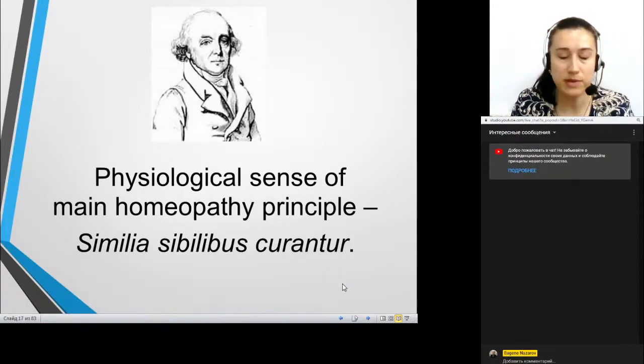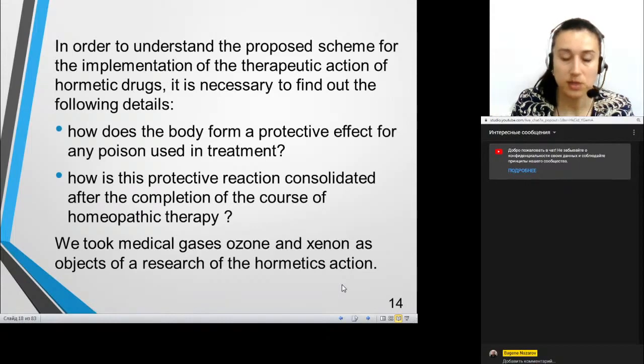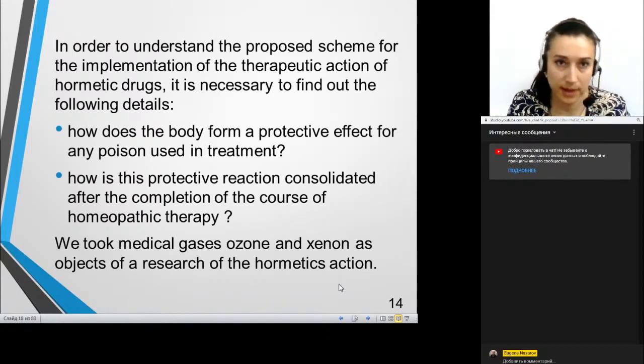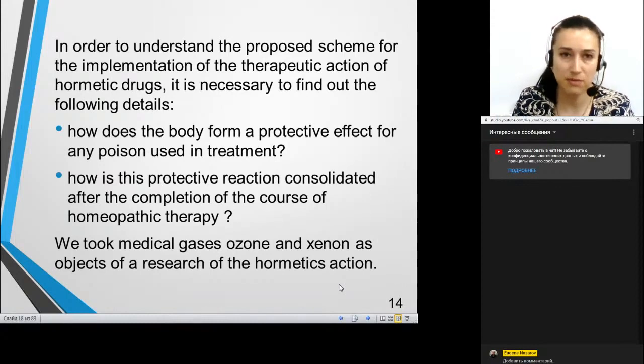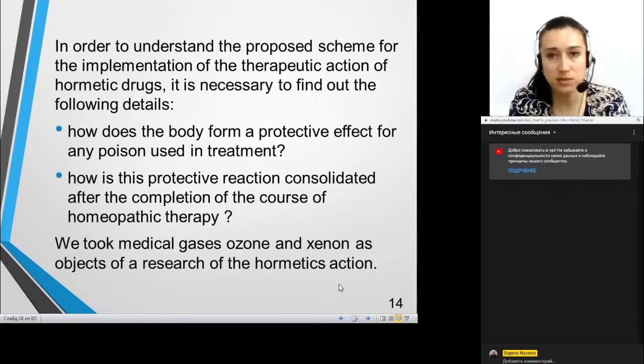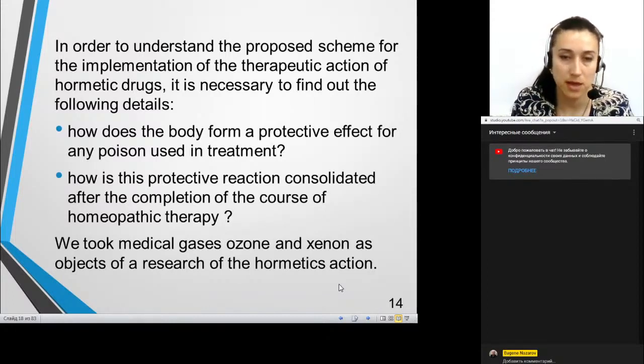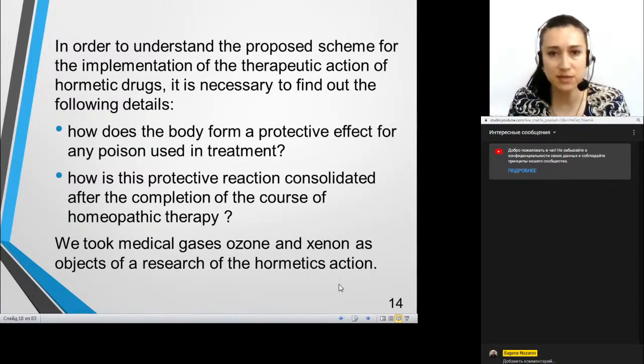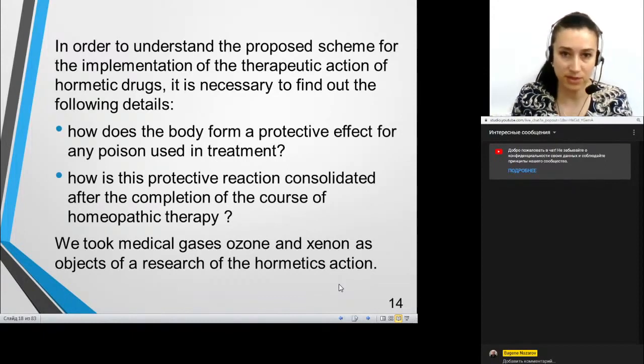So this is the physiological basis of the main homeopathy principle that we mentioned already once, similia similibus curantur. Let's go into more detail about this principle. In order to understand the proposed scheme for the implementation of the therapeutic effect of hormetic drugs, it is necessary to find out the following details. How does the body form a protective effect for any poison used in treatment? And how is the protective reaction consolidated after the completion of the course of homeopathic therapy?